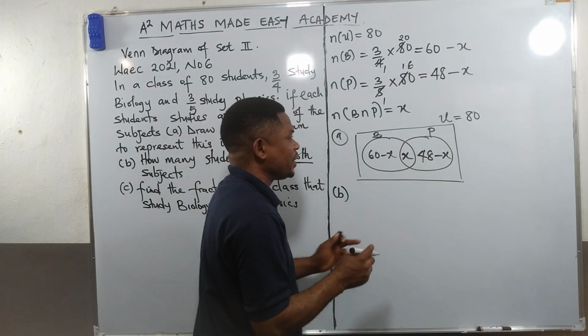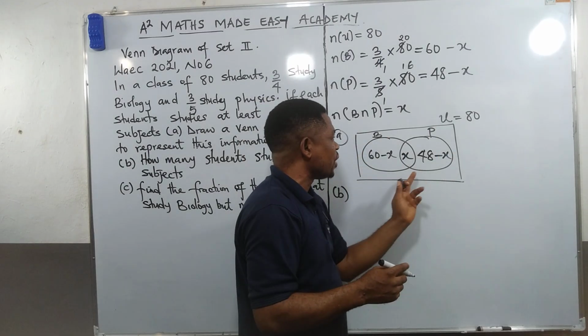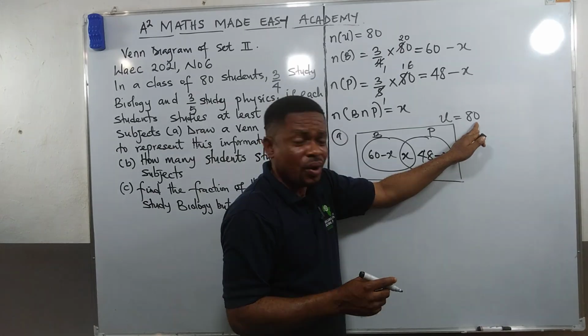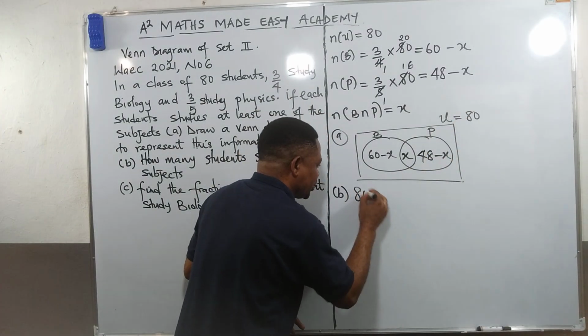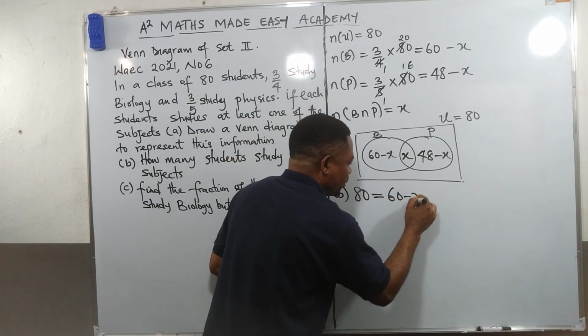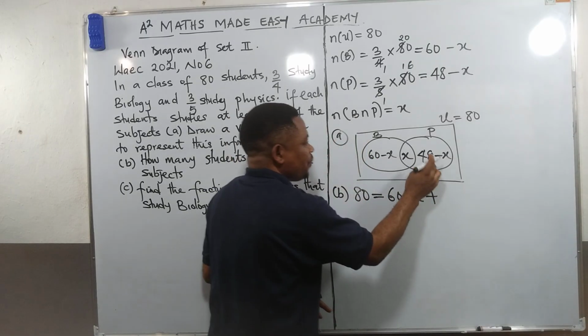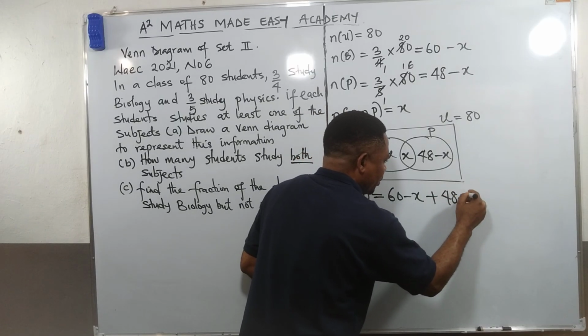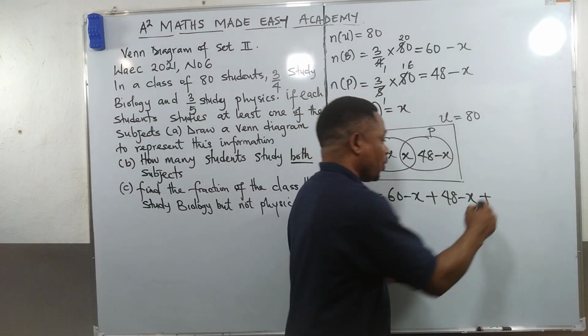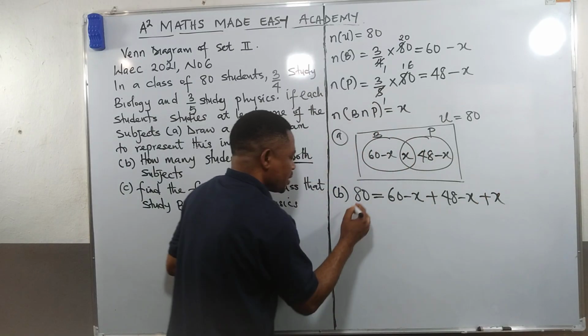So what we should do now is add the summation of these two sets and equate it to the universal set. Let's go. So which means we have 80, right? Then equal to, biology only is 60 minus x, and we add. Then physics only is 48 minus x, and we add. Then the intersection, and that is what we are looking for, is x. Are you there? Can we now continue?